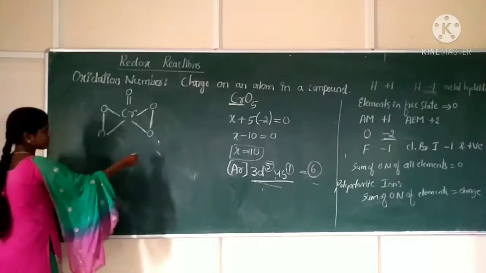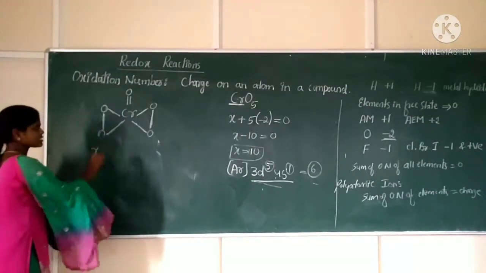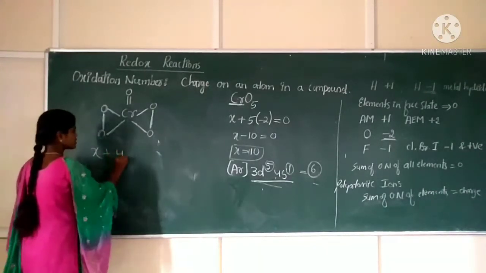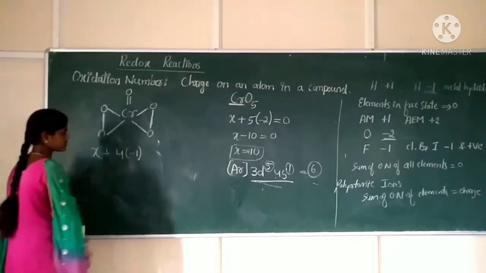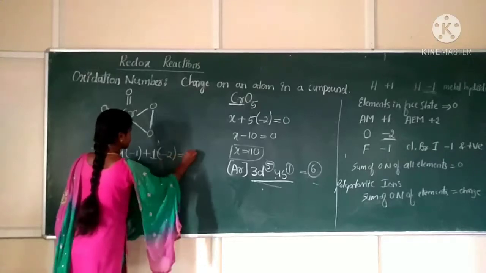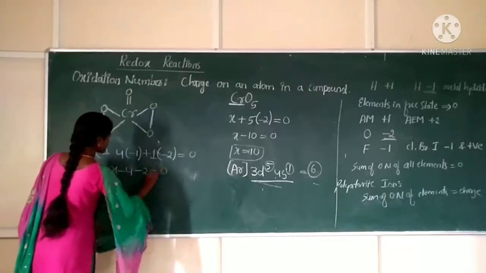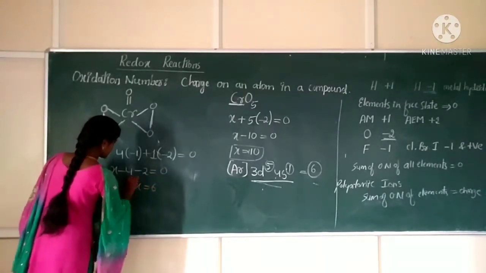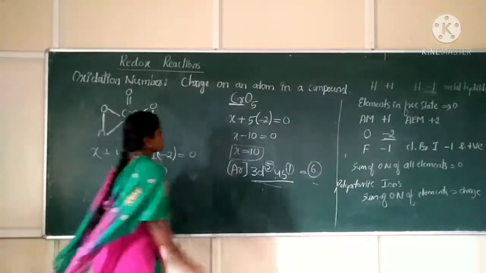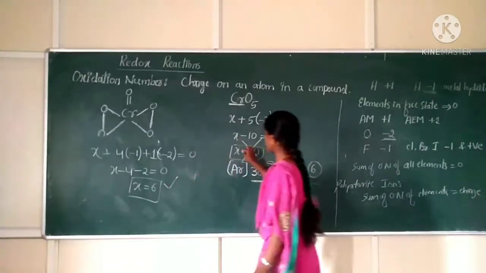So when you calculate the oxidation number: chromium is X, plus 4 oxygens having an oxidation state of -1, and 1 oxygen having an oxidation state of -2. It will be equal to 0. Now X minus 4 minus 2 equals 0. X equals 6. Now what is the oxidation state of chromium here? Plus 6, not plus 10.